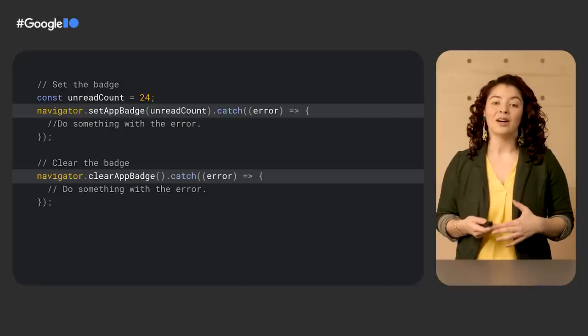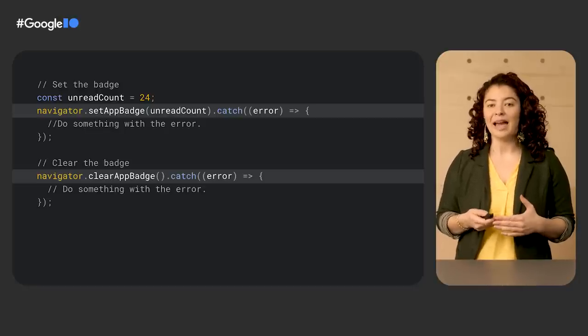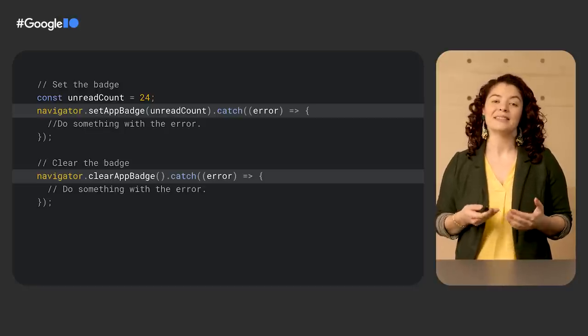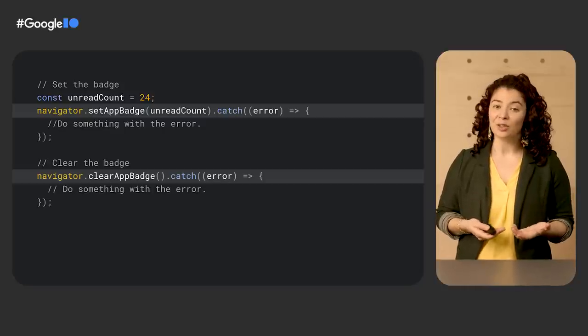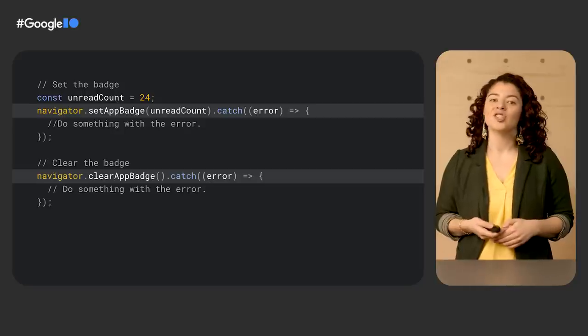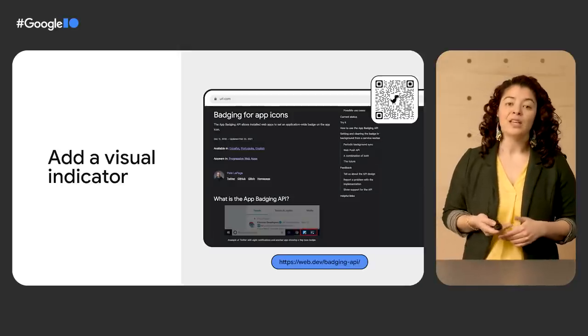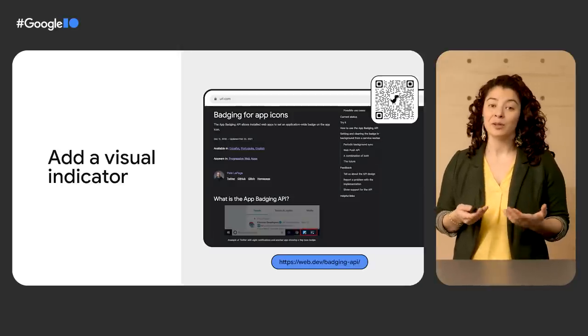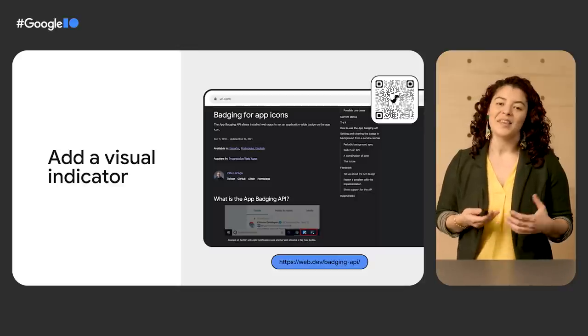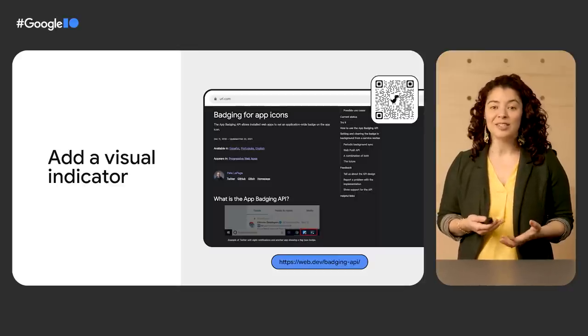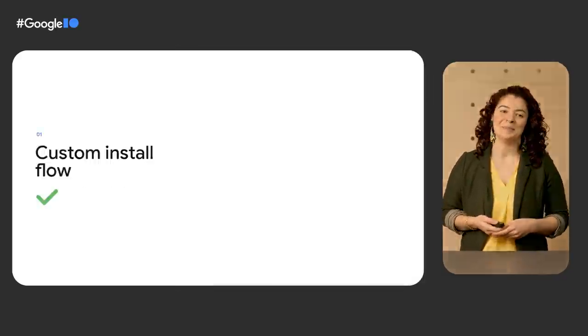To add the little dot with the optional unread count, you call the method setAppBadge. And to remove the indicator, you call clearAppBadge. You can call this API from the current page on your app or using your service worker. There is guidance for the different scenarios in the article on the screen.